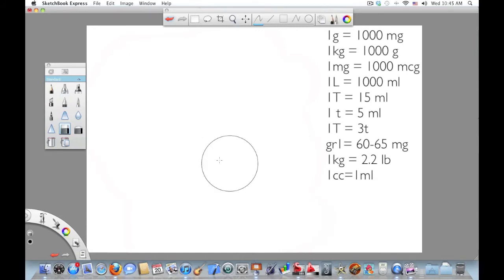Okay, let's try another one. Say we have 3 teaspoons is equal to, let's say, milliliters. We are trying to find milliliters. So slowly you're going to put an X next to the milliliters. That's what we're trying to find. Draw the line underneath. And again, look at the conversion table.